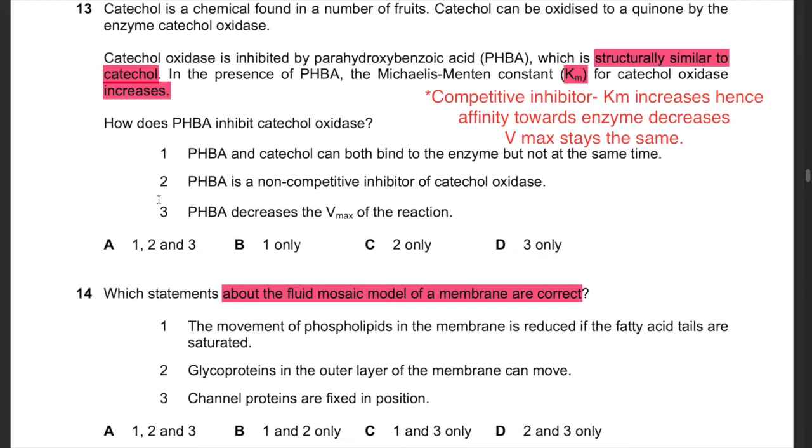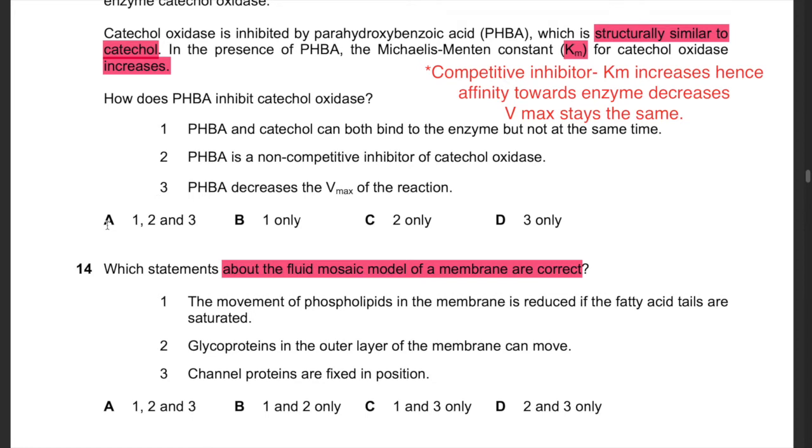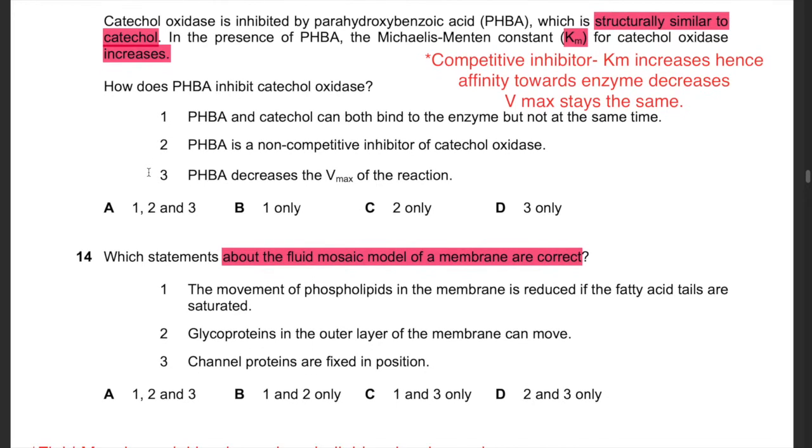So option 1, PHBA and catechol can both bind to the enzyme but not at the same time. Yes, because it's a competitive inhibitor, so they bind towards the active site. So they both bind to the enzyme but they cannot bind at the same time. So 1 is correct. PHBA is a non-competitive inhibitor of catechol oxidase. That's wrong because PHBA is a competitive inhibitor. PHBA decreases the Vmax of the reaction. No, because since it's a competitive inhibitor, Vmax stays the same. Therefore, the answer is option B.